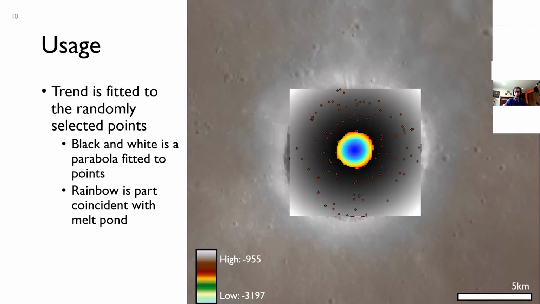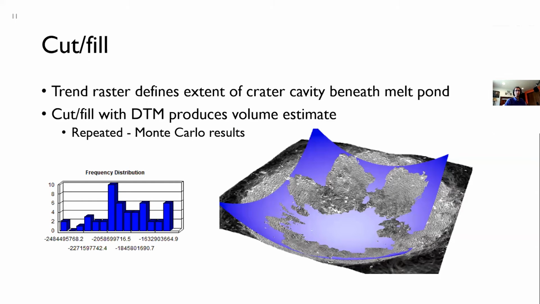In the GeoEVE tool as it was developed by Francis Baum and Mike Zanetti, this trend is going to be a polynomial surface. And so what we've pictured here is a second order polynomial surface, a paraboloid, fitted to the crater walls. The black and white that you see is the trend raster that's been fitted to those points. And the rainbow is also the trend raster fitted to those points. It's the part of it that is coincident with the melt pond that we specified earlier. And so you take a cut fill between that rainbow section and the DEM values in that area. And taking the cut fill between those two ought to give you some sort of volume estimate for the melt pond.